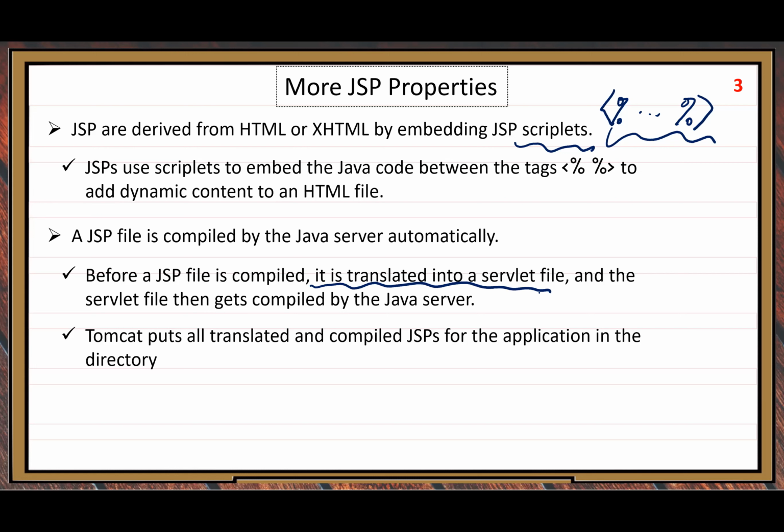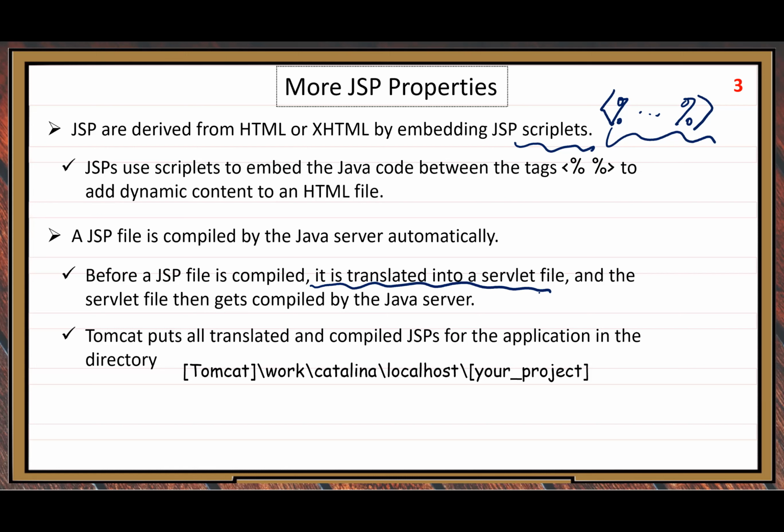Tomcat puts all translated and compiled JSPs for the application in this special directory: your Tomcat installation directory, /work. There is a work directory inside the Tomcat home directory. Inside that there is a Catalina directory, and inside that there is a localhost directory.